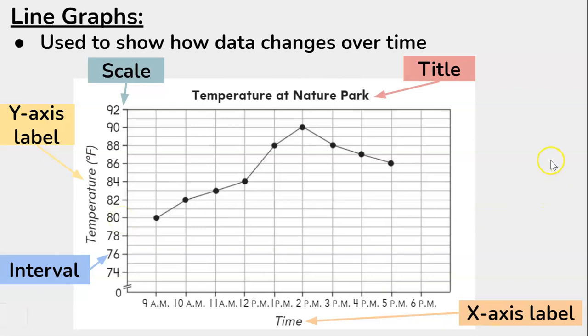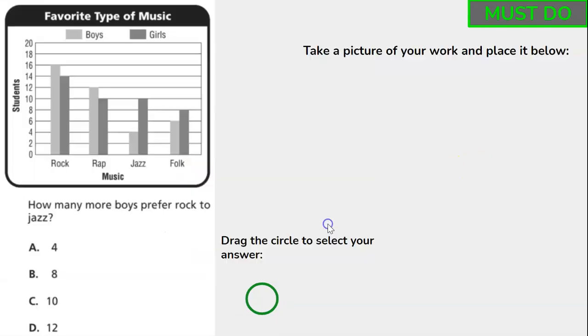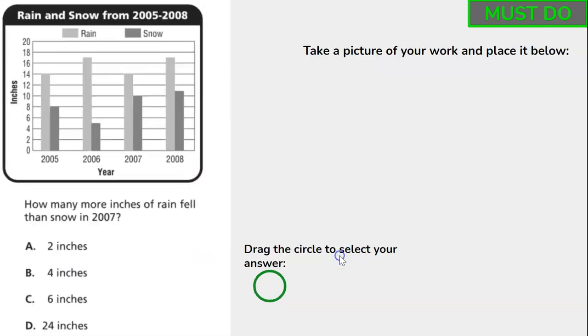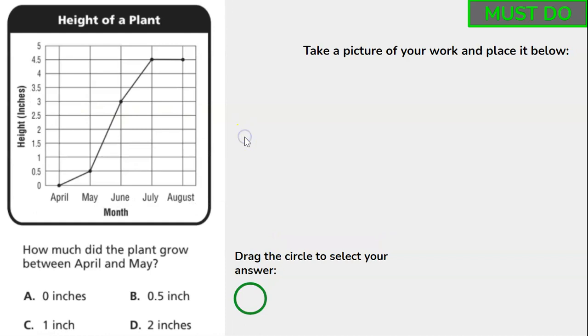So today, you're going to use bar graphs and line graphs to answer questions and see which tables you could use to have made graphs as well. So you're going to need to make sure that you are very carefully looking at the graphs in order to answer questions about double bar graphs and line graphs.